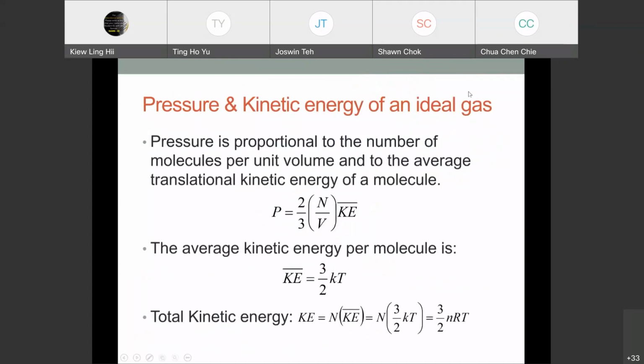So why do we need to know all this? Because they are related with the pressure and kinetic energy of the ideal gas. This is a well-derived equation for the pressure of the gas. Okay, so 2/3, yeah? Why 2/3 is because of the 3-dimensional consideration.